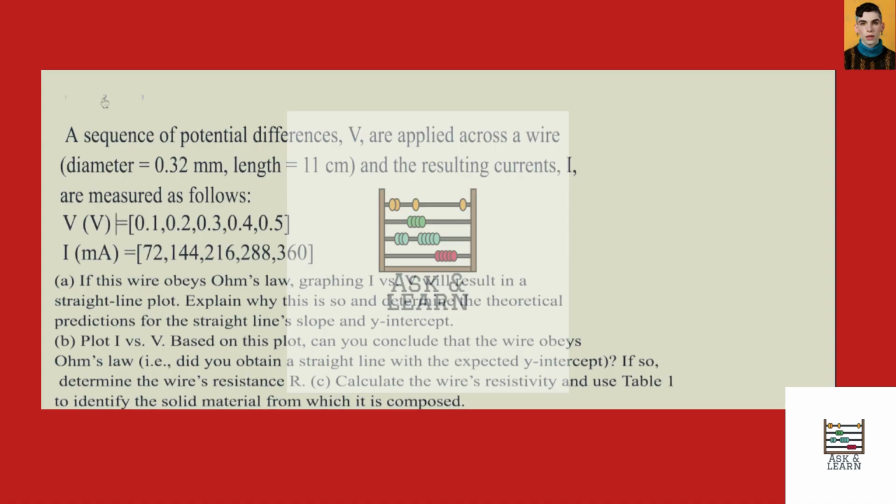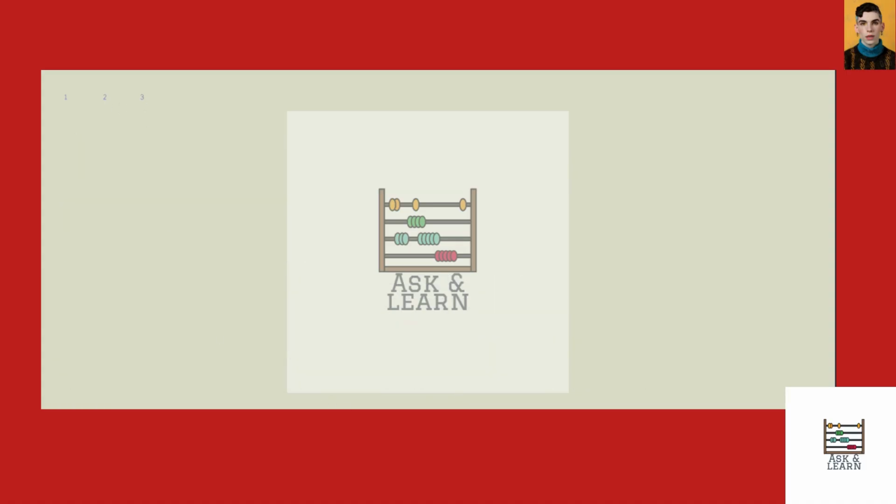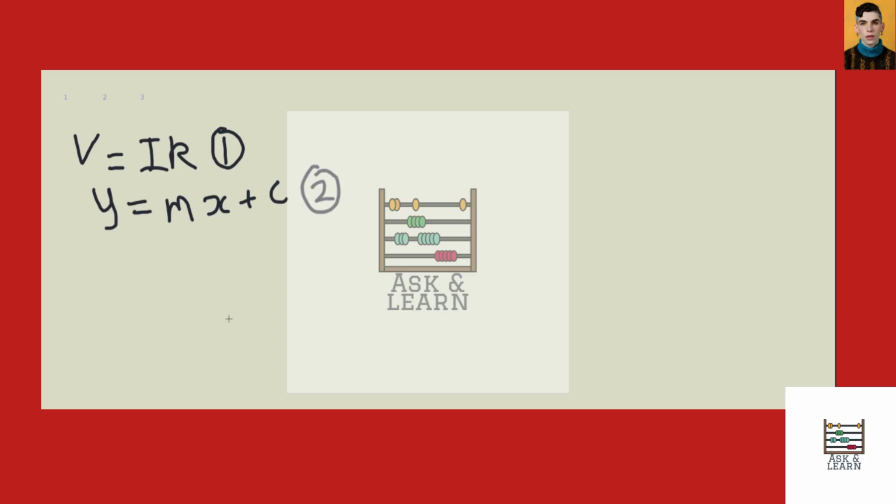which it is composed. Right, so we're going to begin from Ohm's law, which is given by V equals IR. Now converting this into a straight line plot, we're going to call this equation 1, Ohm's law. Equation 2 is the standard straight line equation, y equals mx plus c, where x is our independent variable and y is our dependent variable. We're going to call this equation 2.